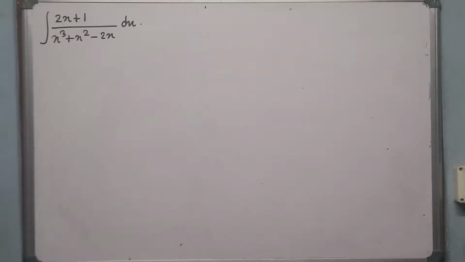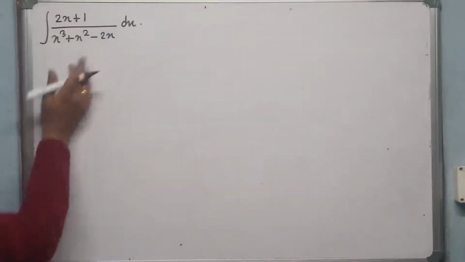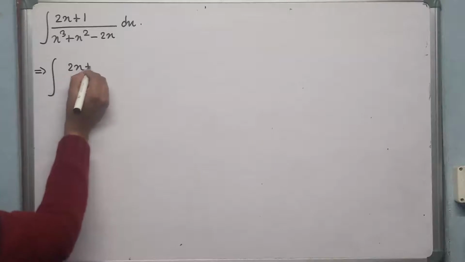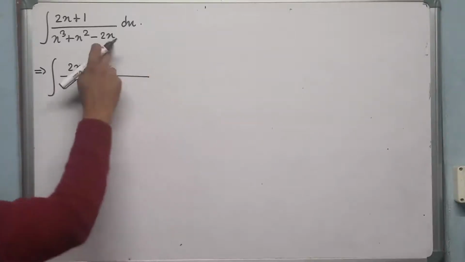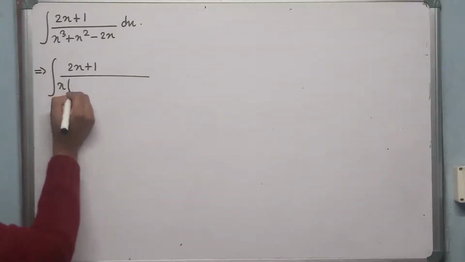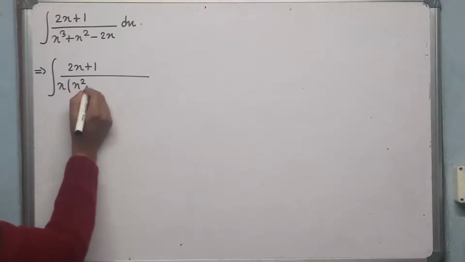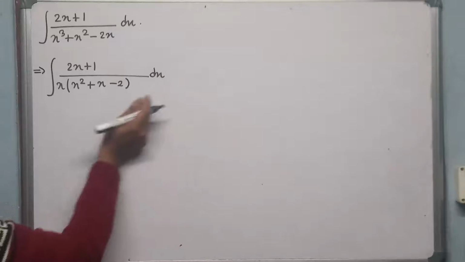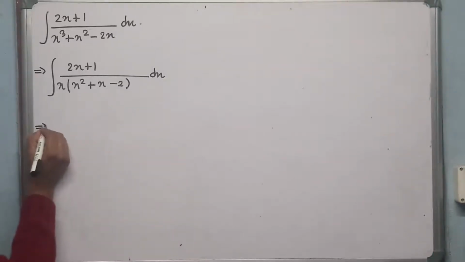Now, dear student, in this question we have over here a linear over cubic equation, but I'll simplify this and we'll apply the partial fraction. Now I think you will get three different factors over here. 2x plus 1 over, now we can take x common, x square plus x minus 2. Now then we can factorize this one.